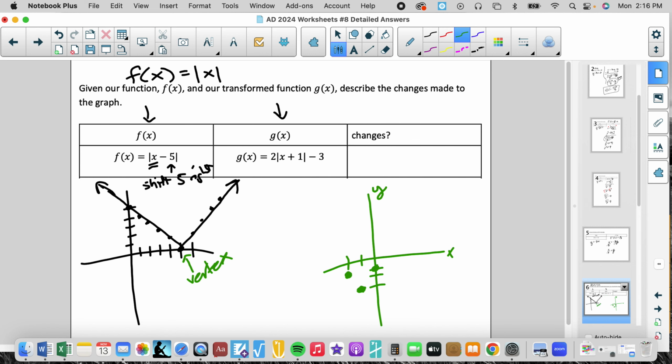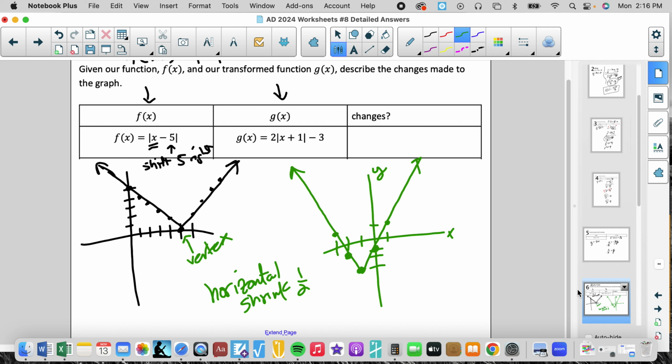So this graph is going to be much more narrow. So it's going to go up 2, right 1, we get that point. From this point, we're going to go up 2, left 1. So we see that it's much more narrow. So there's a horizontal shrink of 2, maybe 1/2. Is it a horizontal shrink of 1/2? So let's look and see. Horizontal shrink of 1/2, I'm going to say.